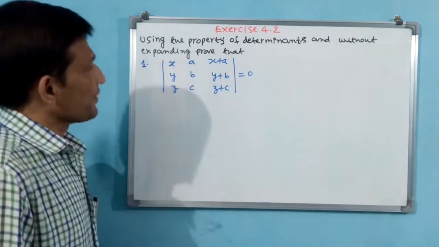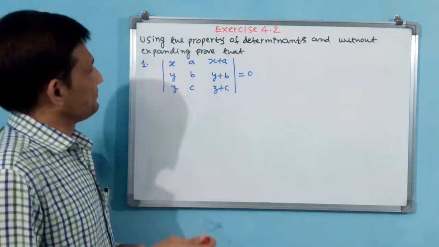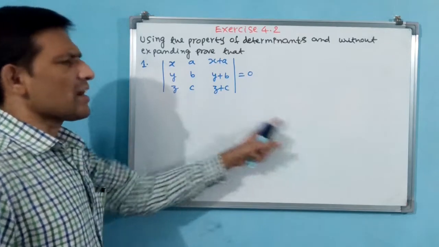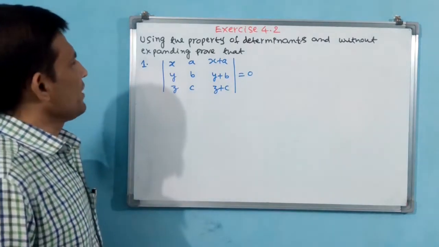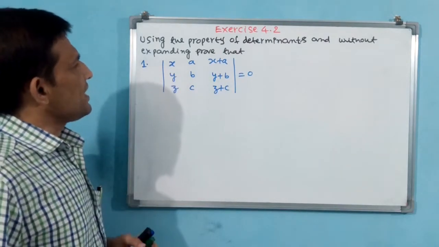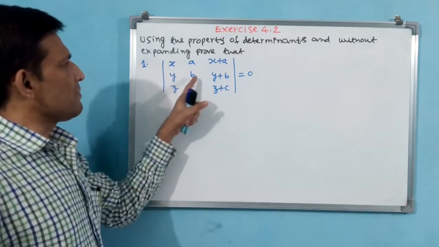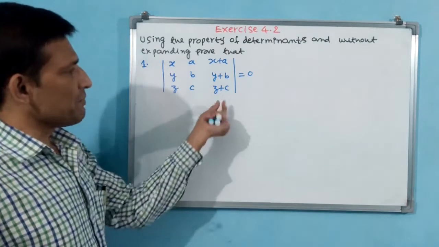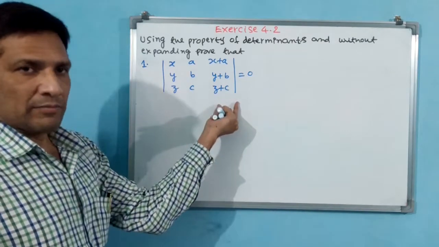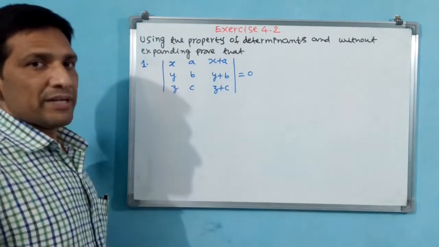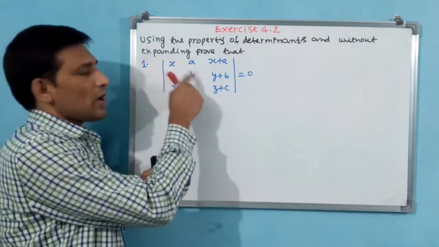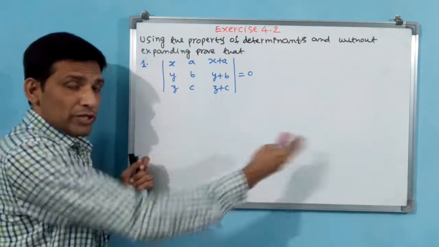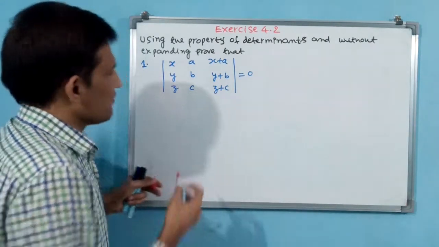Now you see what they have written. This is the determinant. LHS we are taking, and RHS we have to show as 0. They have given x, x plus a; y, y plus b; z, z plus c. But we know one property: splitting of any row or column. Here one column we can split. While splitting one column, the remaining 2 columns stay the same, but we can write 2 determinants. This property we know.